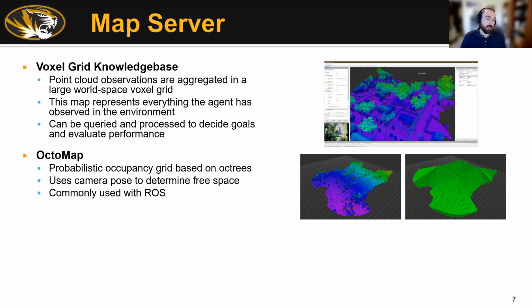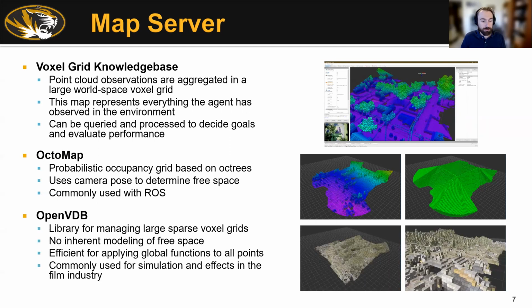And so we can use that as a way to aggregate all of our observations into a larger grid. And one of the nice things about Octomap is that it will actually represent the free space from the current camera position. So we can actually determine where a drone is able to go in that free space. Another option is to use OpenVDB. This is a library that's used for managing sparse voxel grids, often in the film industry. It's very efficient at managing very large voxel grids, and we can use that as well as an alternative.